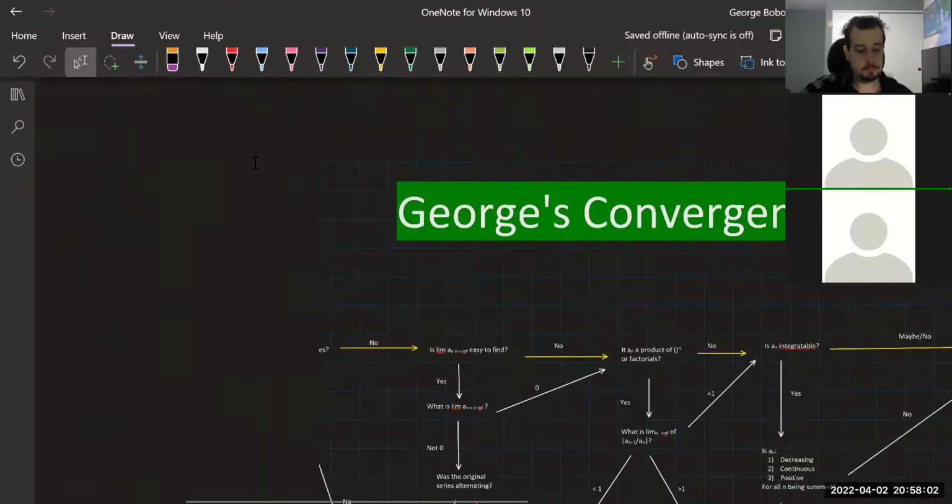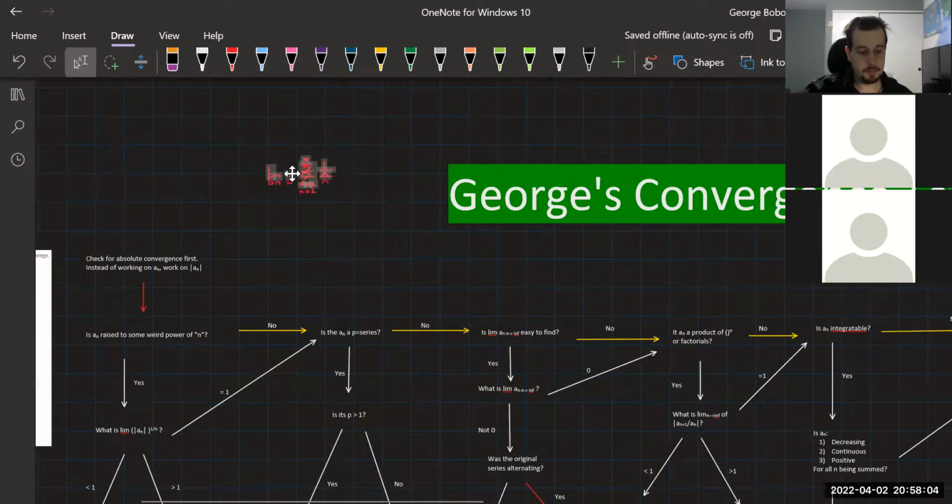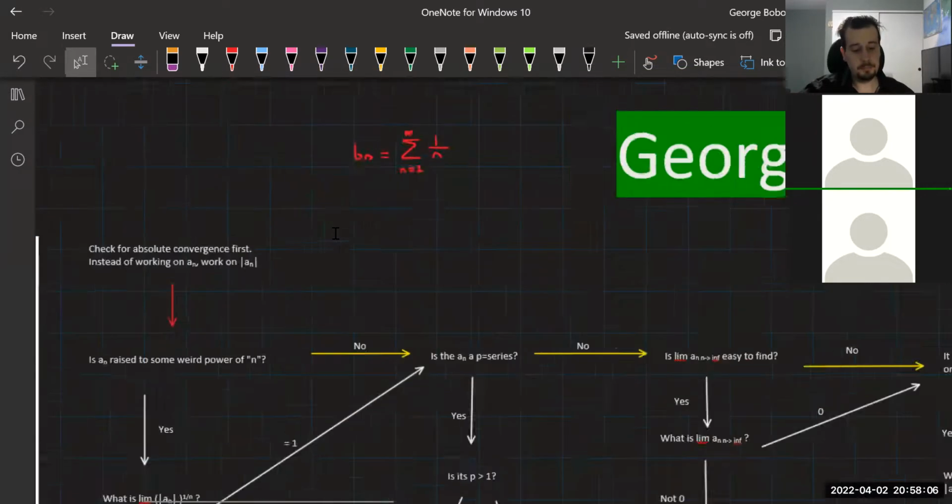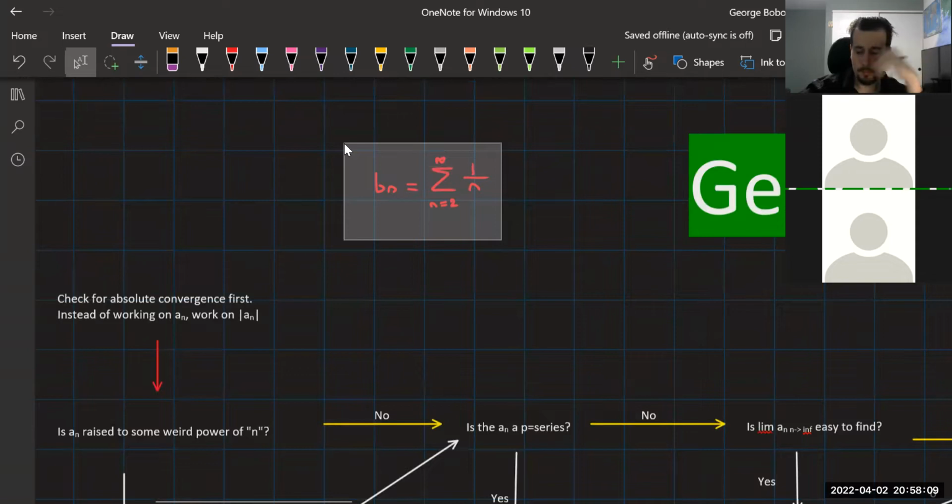Look at it. You're analyzing this one. What do you know about this one? By the way, this is the harmonic series, for people that don't know.